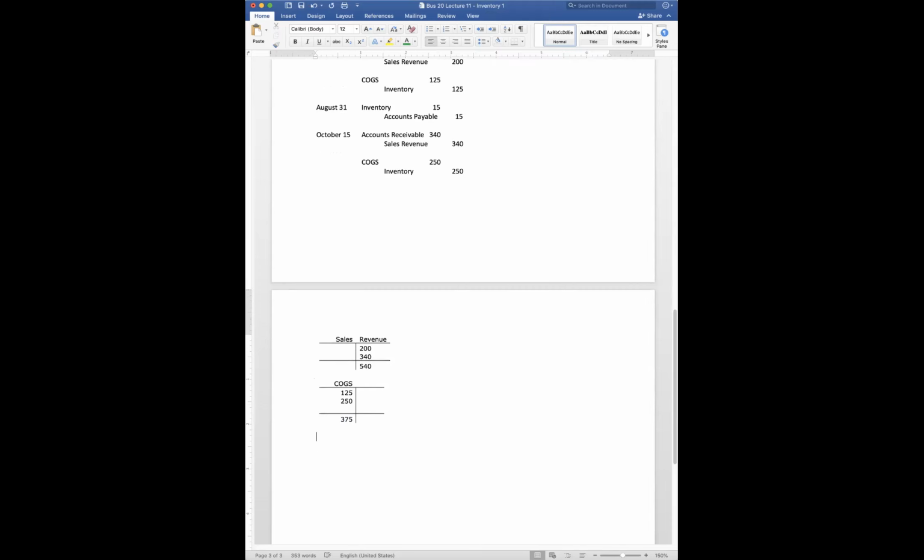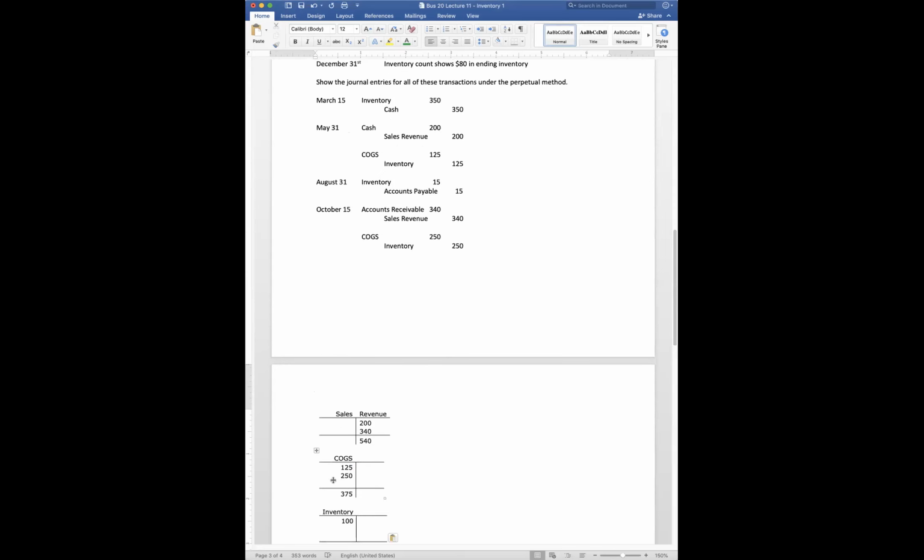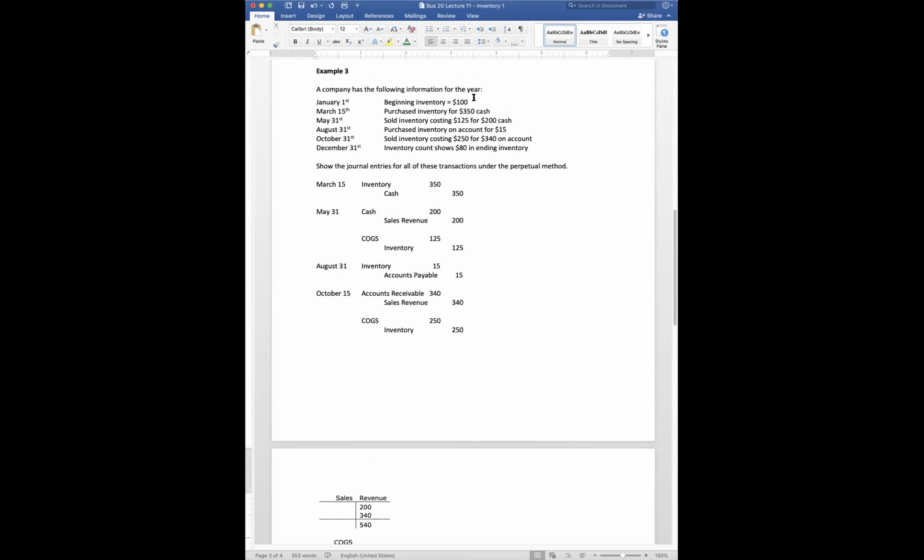Now, inventory. What happened there? All right, well, inventory has a lot more stuff going on. So let's see if we can keep track of it. Okay, so inventory, we started the year with 100, right? And I know that from back up here, right? Beginning inventory was $100.